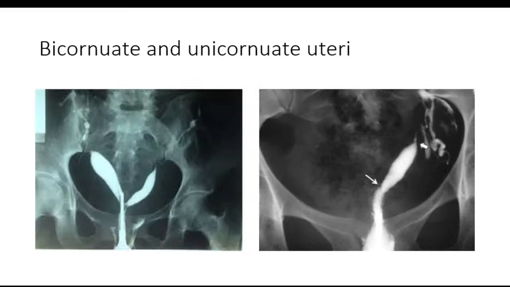So the X-ray photograph of the bicornuate uterus is to the left, and this is to the right, a unicornuate uterus with the left fallopian tube. And this is the bicornuate one. So it's very easy to see, very easy to understand what the pathology is and what to do with such pathology.